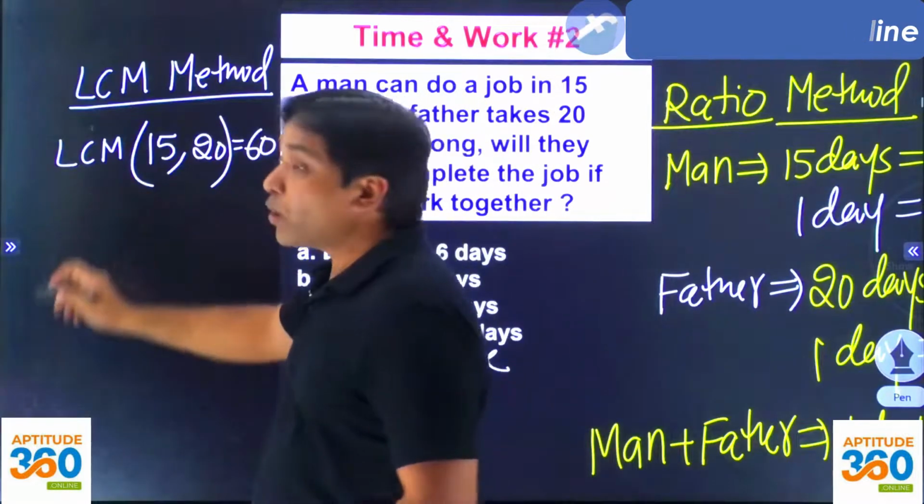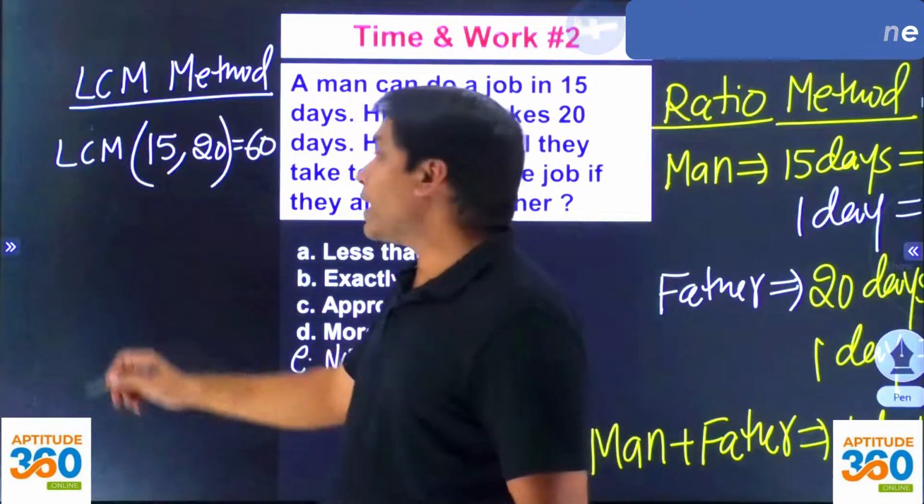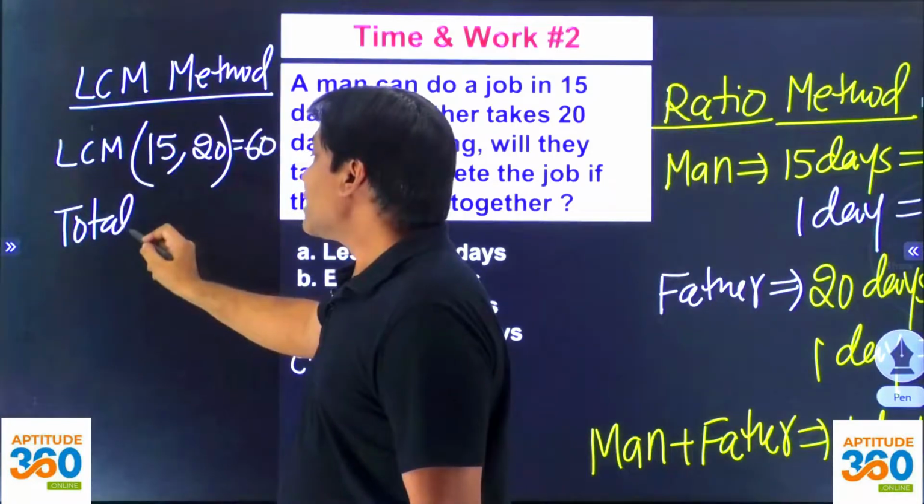So what is the second step? The first step is you should be finding out what is the LCM of these two values, and the second step is the total work should be taken as 60 units.